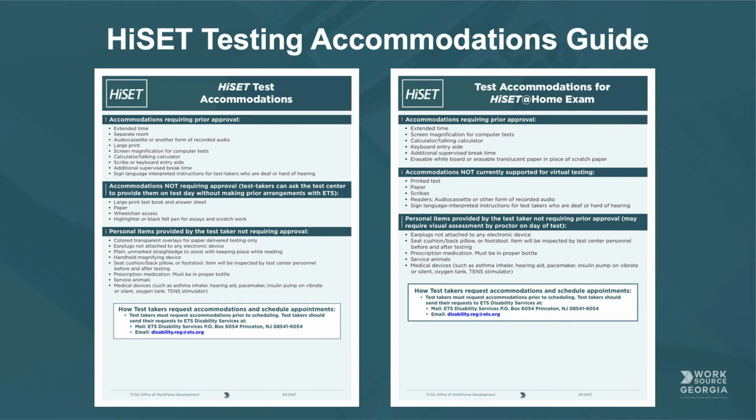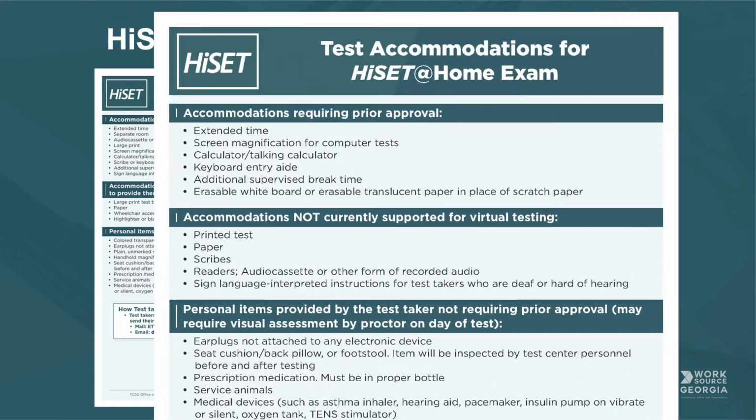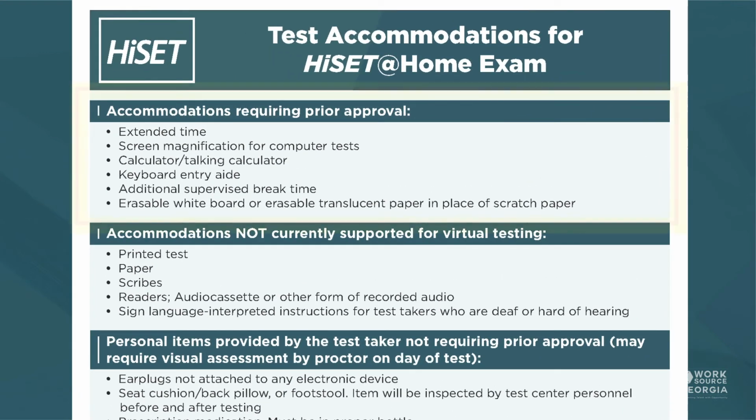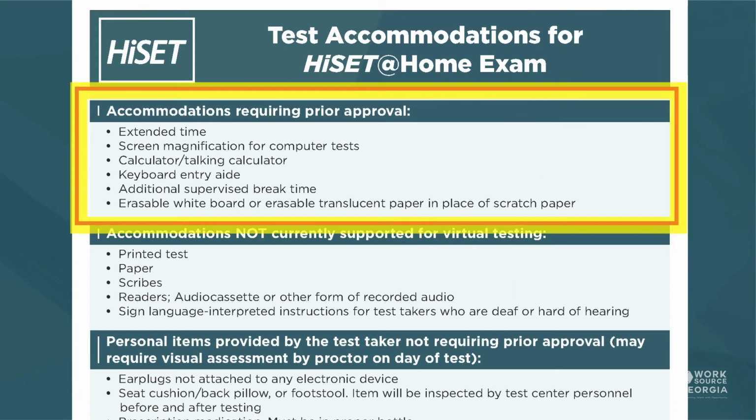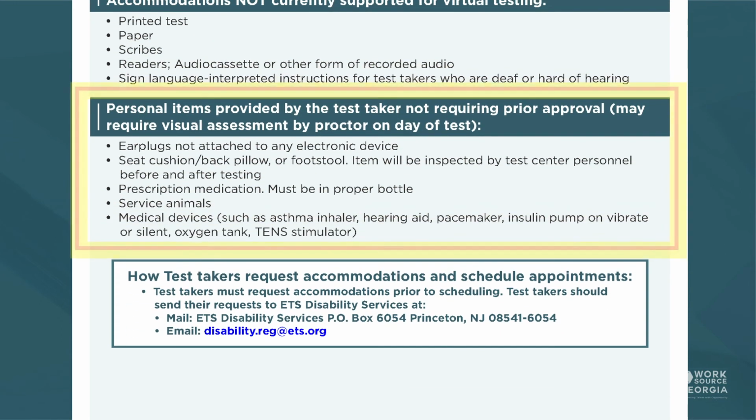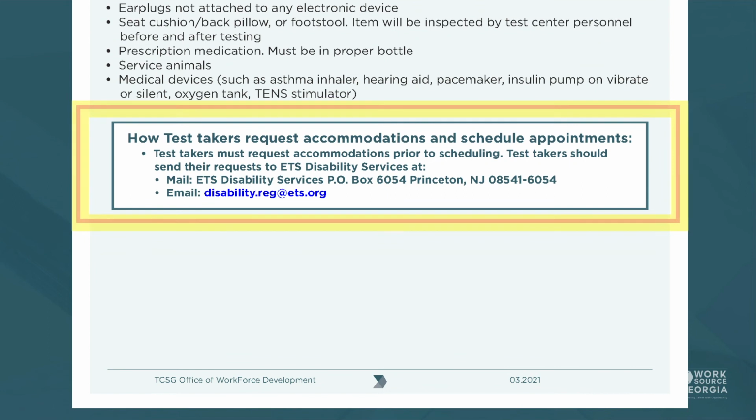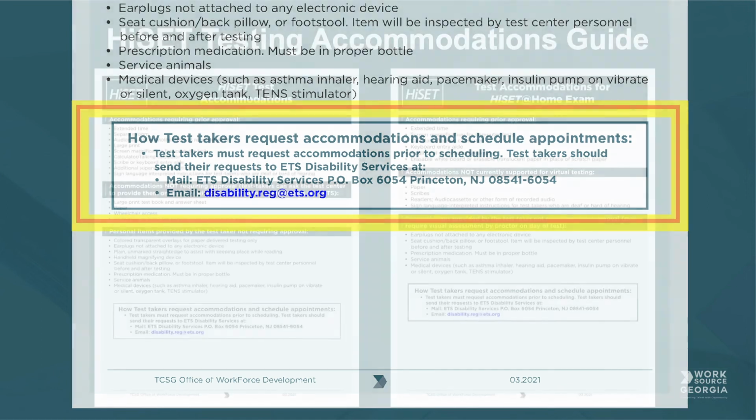The information is arranged in 4 sections: accommodations which require prior approval and disability documentation, informal accommodations allowable to all test takers, things such as magnifying glasses and wheelchairs. Then there is allowable personal care items, such as medicine that's in a properly labeled bottle and seat cushions. And lastly, the process and information for requesting testing accommodations with each testing administration's information.